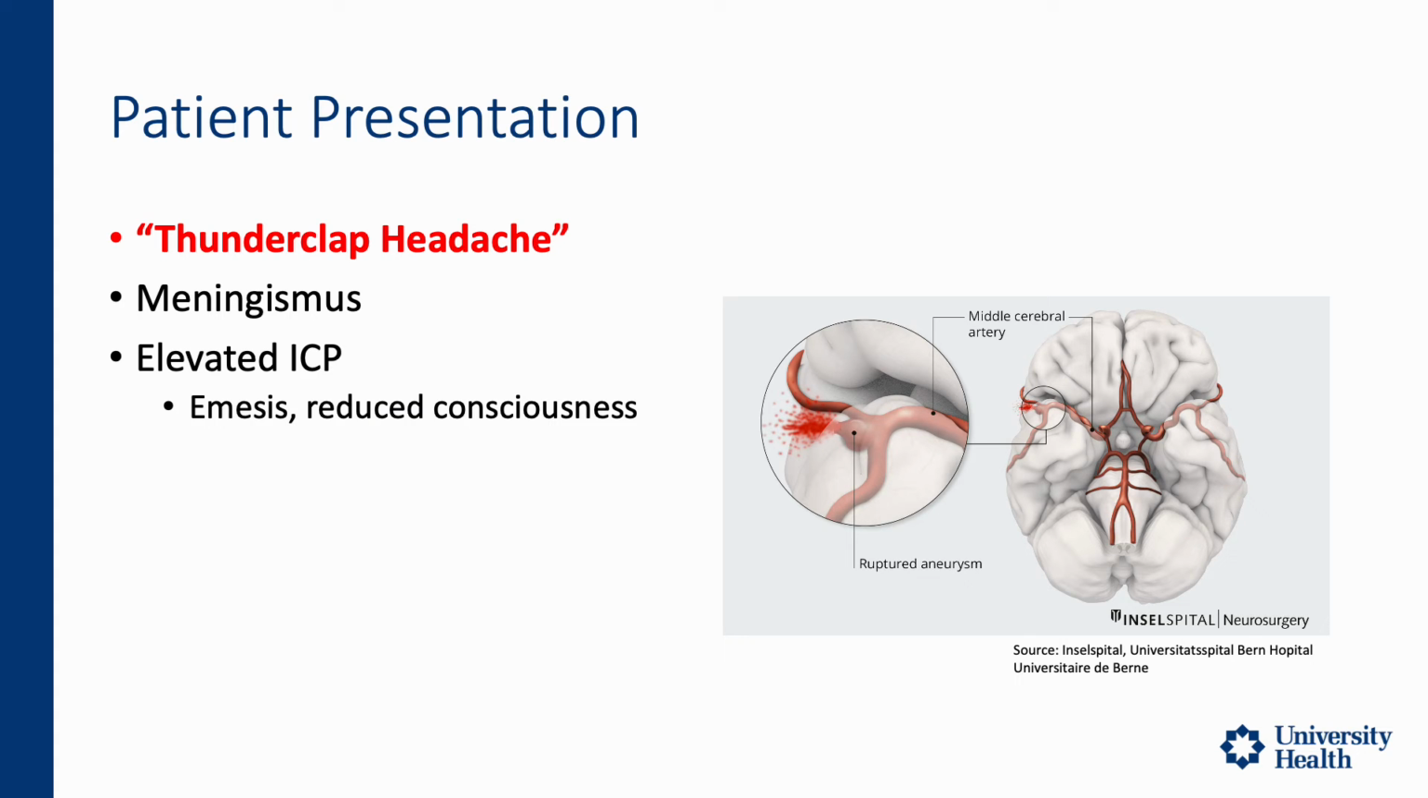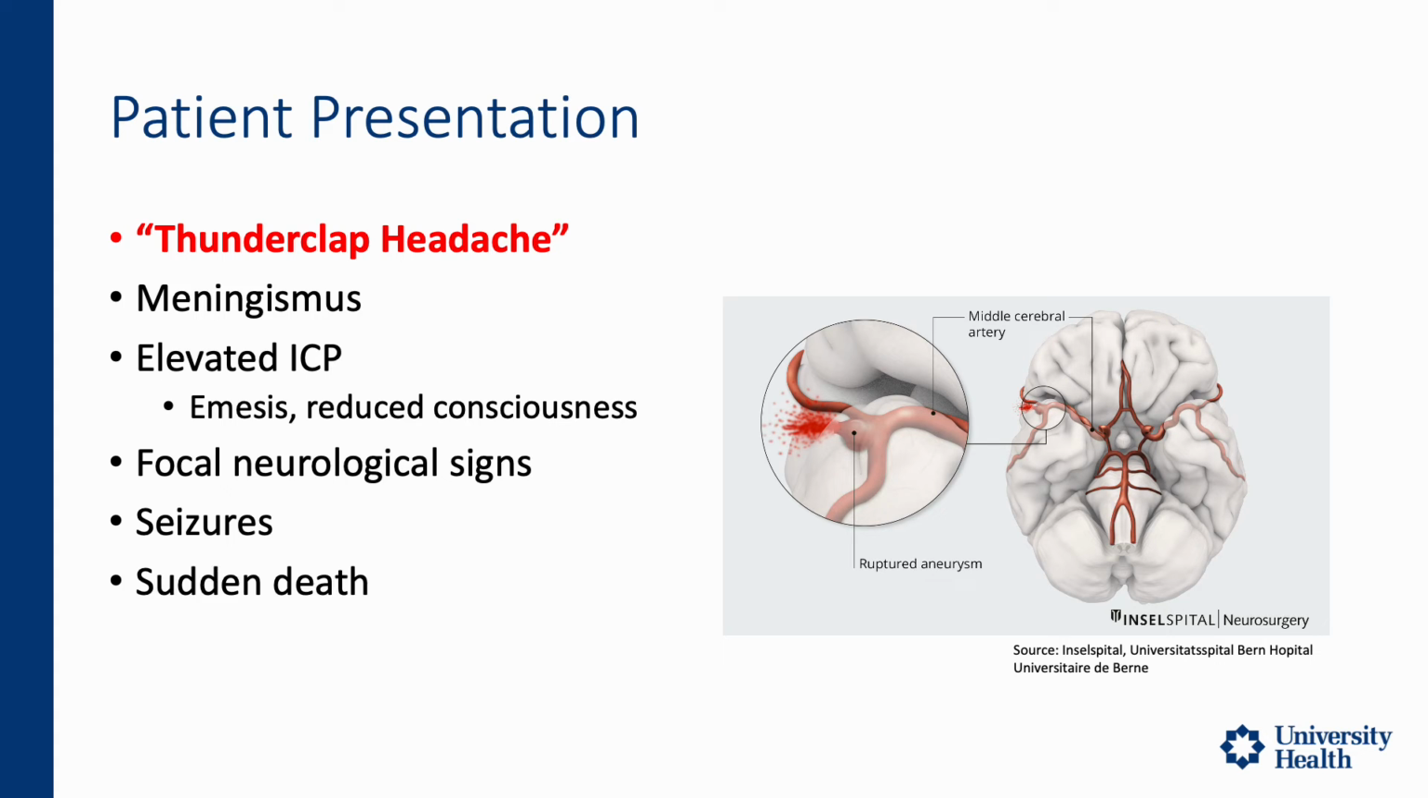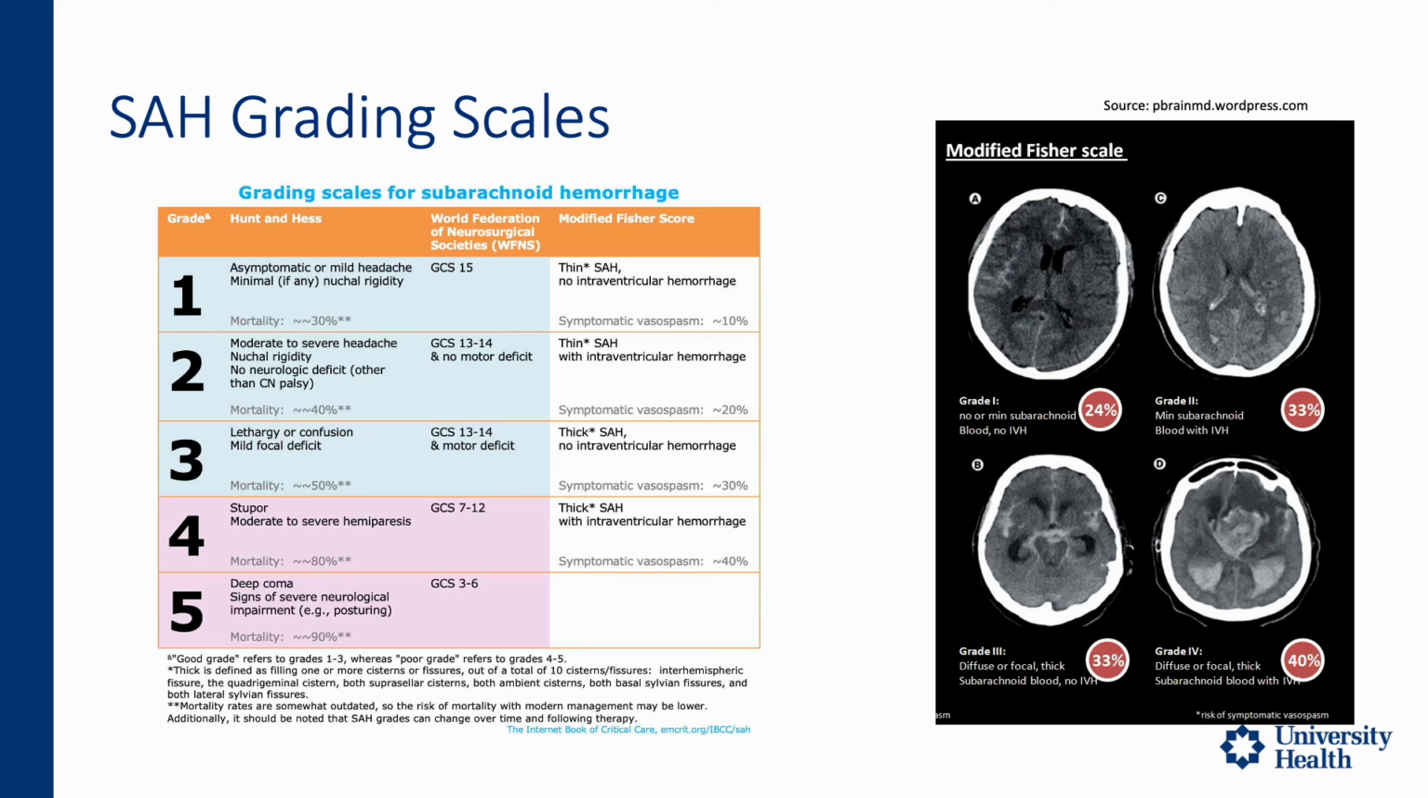Elevated intracranial pressure signs, for example, emesis, reduced consciousness. Sometimes they're completely out if they have a pretty high degree subarachnoid hemorrhage. Focal neurological exam changes, whether it's problems with their speech, like aphasia, or they can't move one side, like hemiparesis, seizures also. And then if it's a very severe subarachnoid hemorrhage, like we said, sudden death. And this is a picture of a ruptured aneurysm here in your middle cerebral artery, which is not a good area that you want to have a subarachnoid hemorrhage.